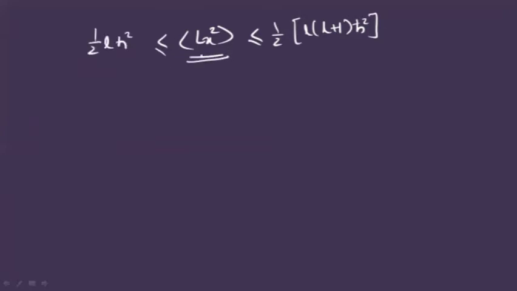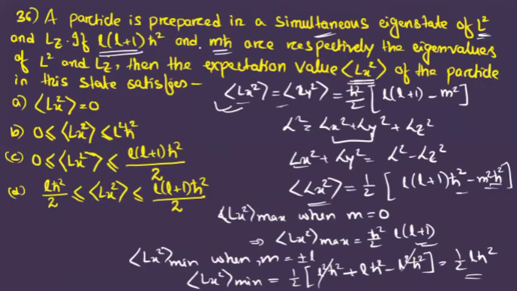How will you write it? For the maximum value, we got the maximum value for m equals to 0. That means the maximum value was less than or equal to half L into (L plus 1) ħ square, and the minimum value was half L ħ square. So this is the condition which the expectation value of the particle will satisfy.